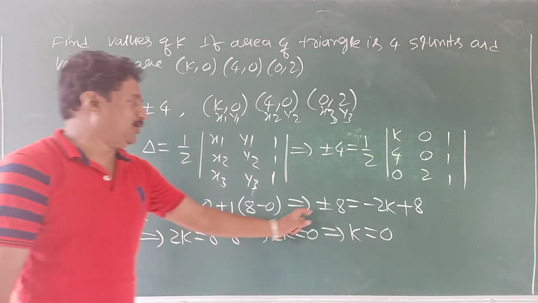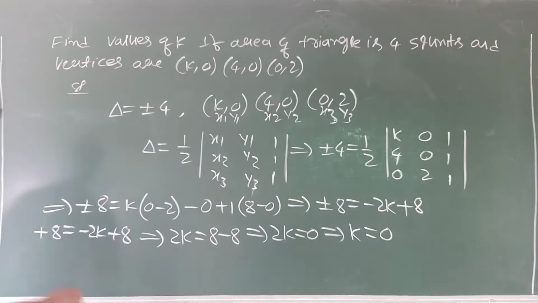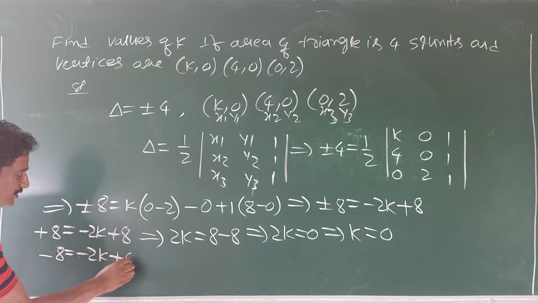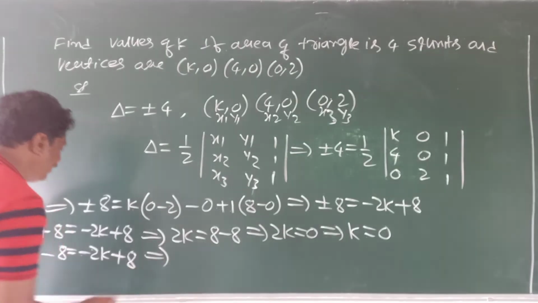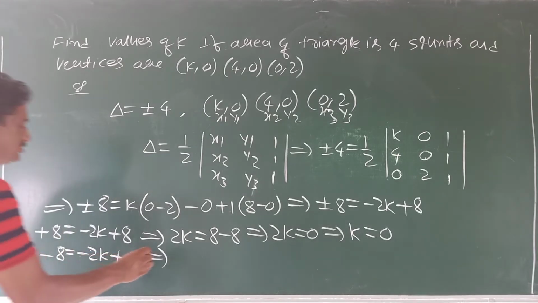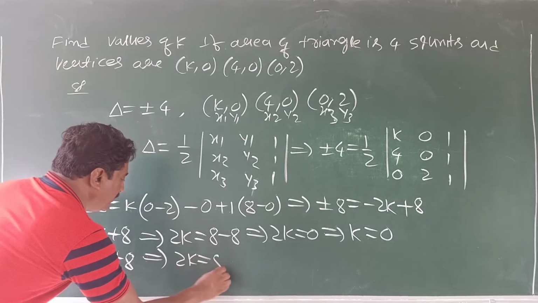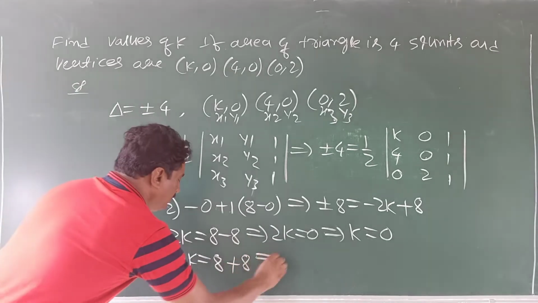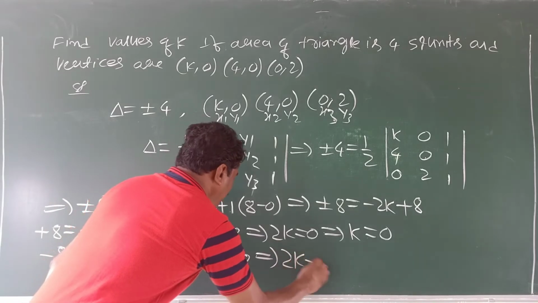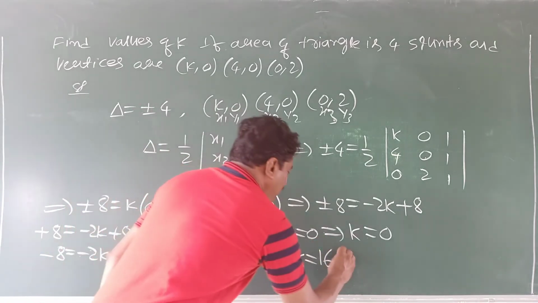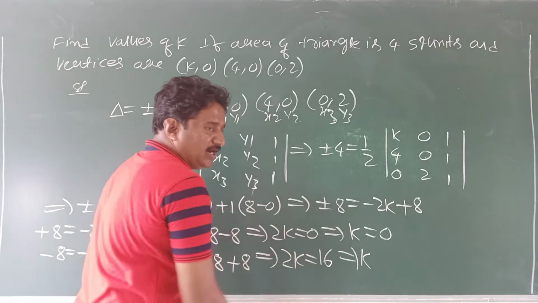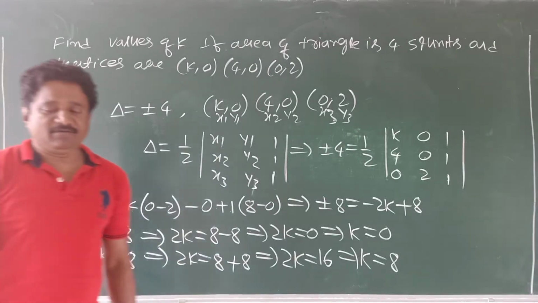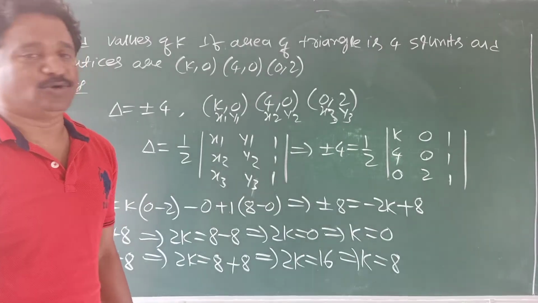Similarly, you find one more k value. Minus 8 is equal to minus 2k plus 8. Again, think of finding k. Bring that minus 2k to this side, students. It is plus 2k. Send minus 8 to the right side, plus 8. That implies 2k equals 8 plus 8, which is 16. So k is equal to 16 by 2, which is 8. So there are 2 k values: 0 and 8.